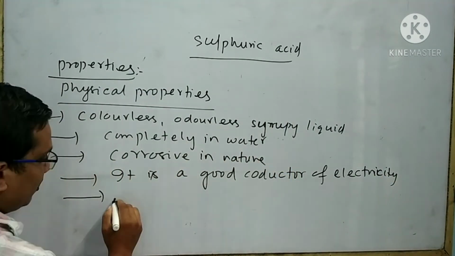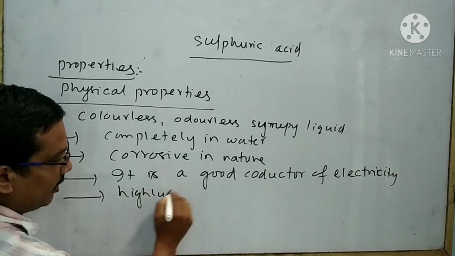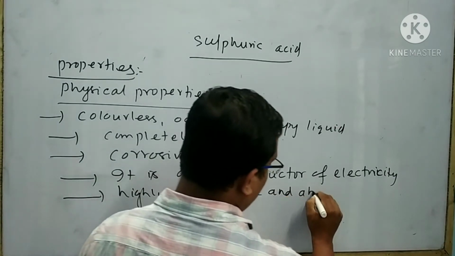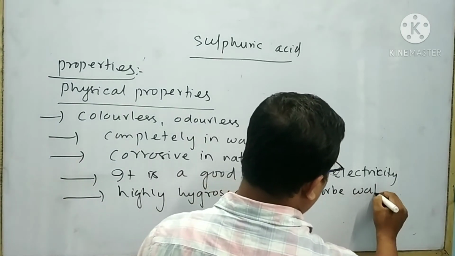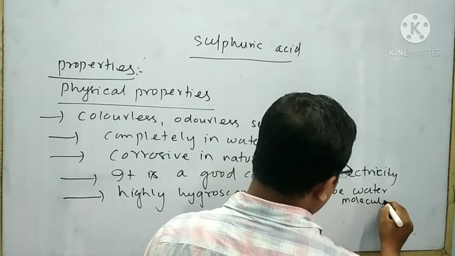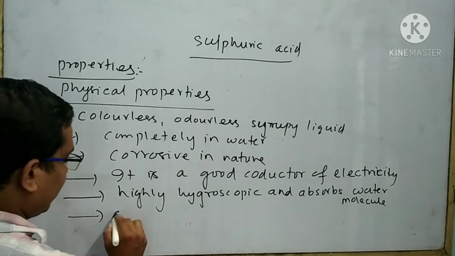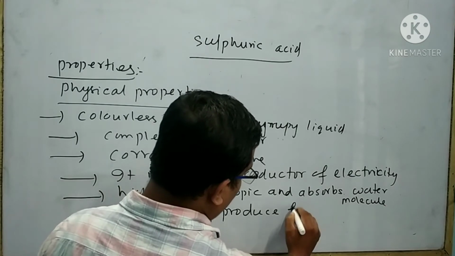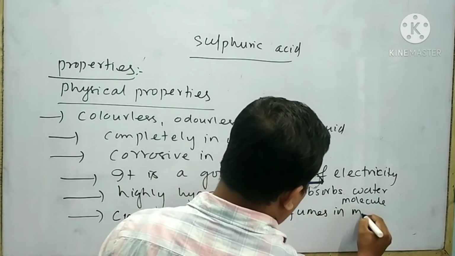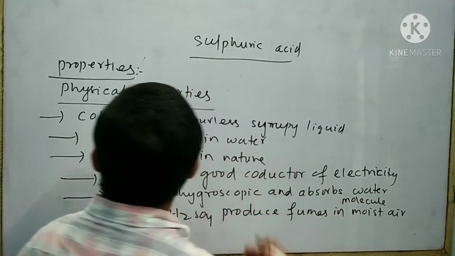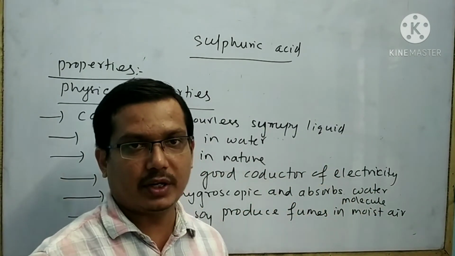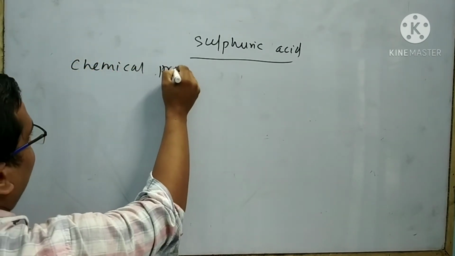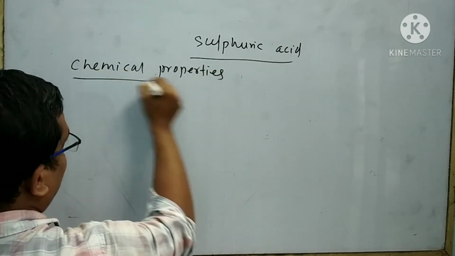Next point is it is highly hygroscopic and absorbs water molecules. Next point is concentrated H2SO4 produces fumes in moist air. These are the physical properties of sulfuric acid. Next I will explain about the chemical properties of sulfuric acid.